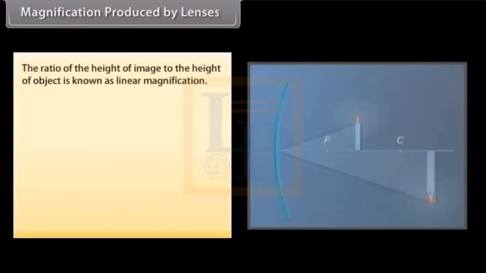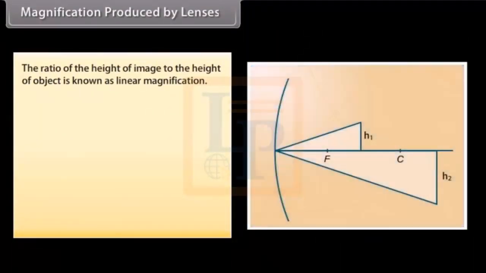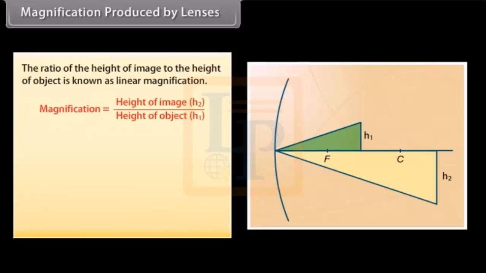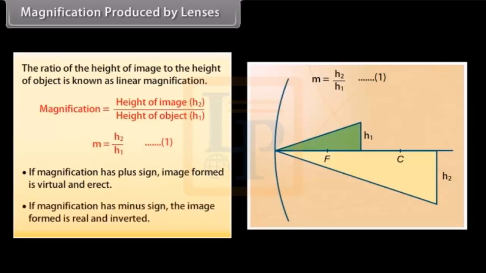Magnification produced by lenses. The ratio of the height of the image to the height of the object is known as linear magnification. Magnification is equal to the height of the image h2 upon the height of the object h1. M = h2/h1, which is equation 1. If magnification has a plus sign, the image formed is virtual and erect. If magnification has a minus sign, the image formed is real and inverted.